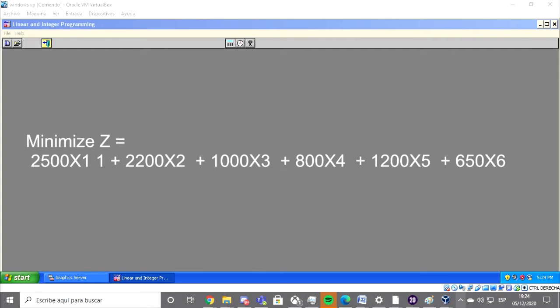Once the limitations of the problem have been established, the model is elaborated in the following way: minimize Z equal to 2,500 x1 plus 2,200 x2 plus 1,000 x3 plus 800 x4 plus 1,200 x5 plus 650 x6.